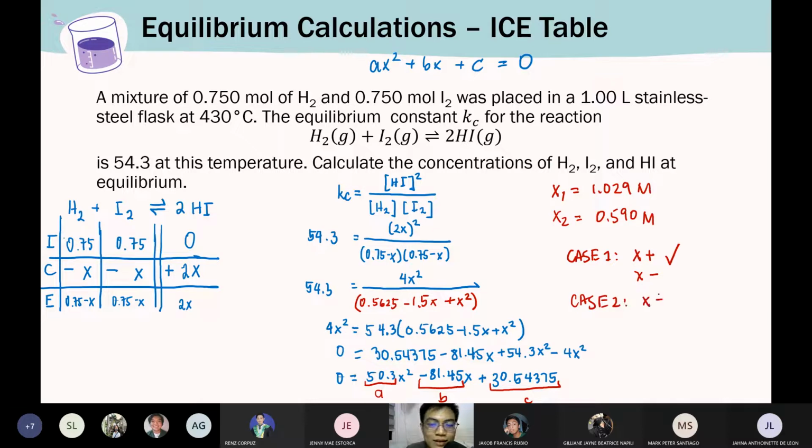If yan ay parehas na positive root, make sure that it will not result in negative concentration. Okay? Will not result in negative concentrations.